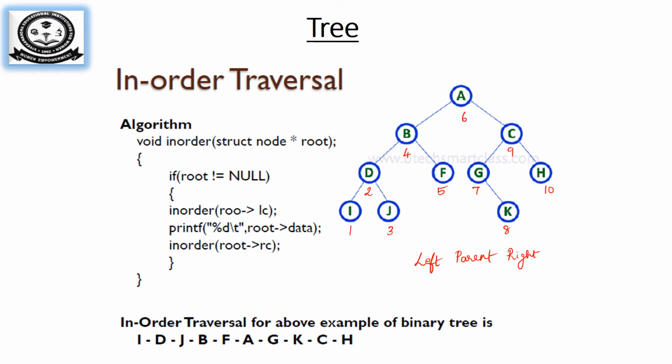After printing G, it checks for a right child. Whether a right child is there? Yes, K is there. So K will be printed. After printing K, the G and K subtree is over. So C will be printed because the left side of C is completed. After printing C, we will come to the right side of C. Check: it is H. Does H have a left child? No. Then H will be printed. Does H have a right child? No. So we will finish the expression. So the in-order traversal for the given tree is I, D, J, B, F, A, G, K, C, H.